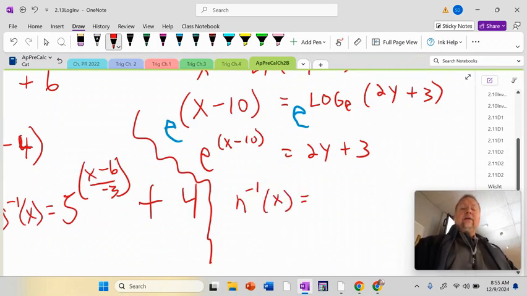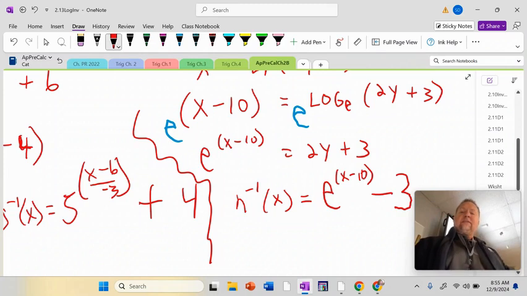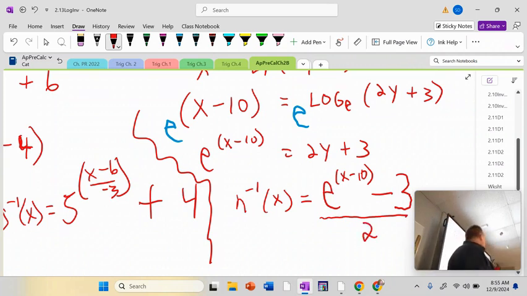Add 3. Wrong. Subtract 3. So this is e to the x minus 10 minus 3. Watch out for my fat face there. And then divide by 2. Just go ahead and do this. Divide the whole side by 2, and you should be fine.